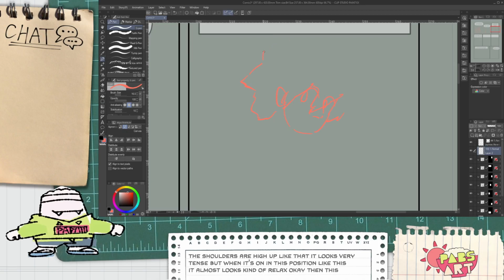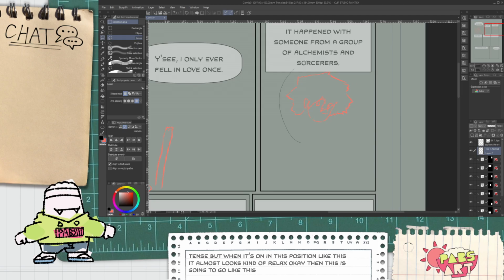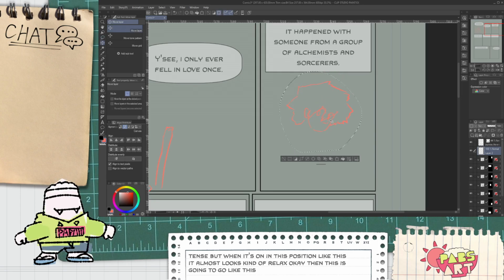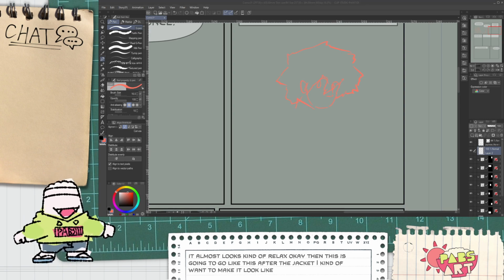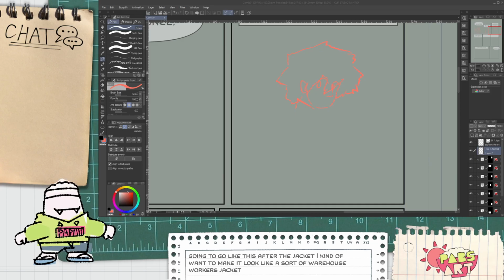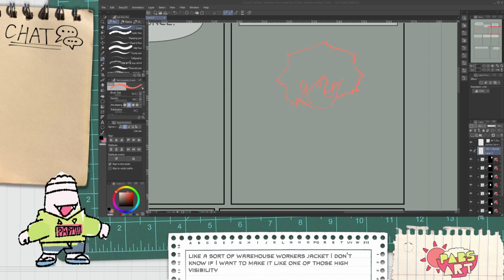Okay, then this is gonna go like this. As for the jacket, I kind of want to make it look like a sort of warehouse worker's jacket. I don't know if I want to make it like one of those high visibility vest ones, though.